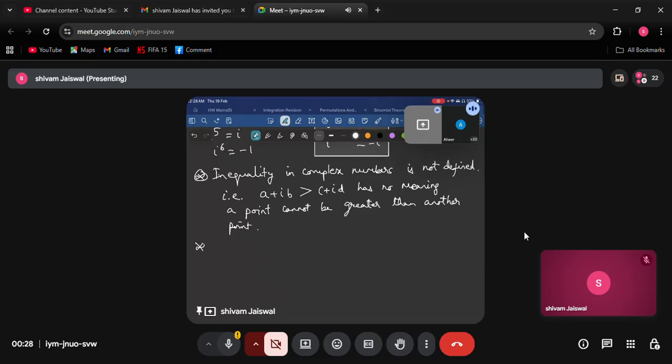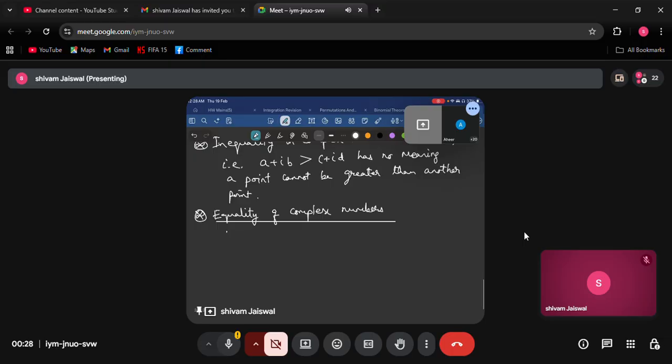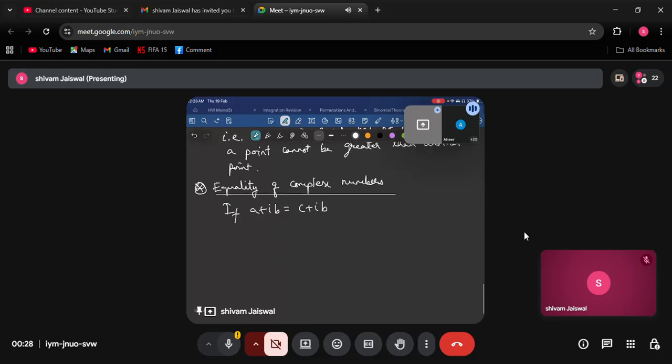Equality of complex numbers. That is, if a plus iota b is equal to c plus iota d, what does it imply? It implies a equal to c and b equal to d.